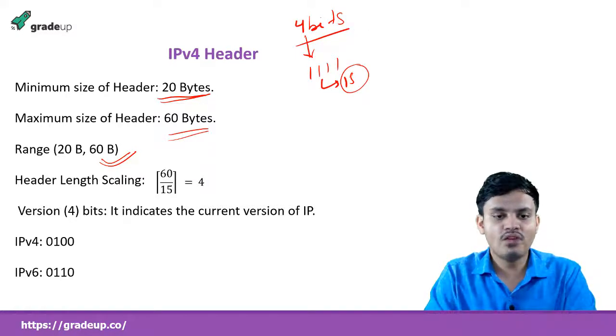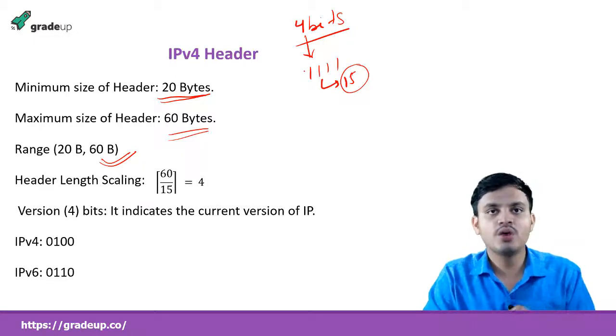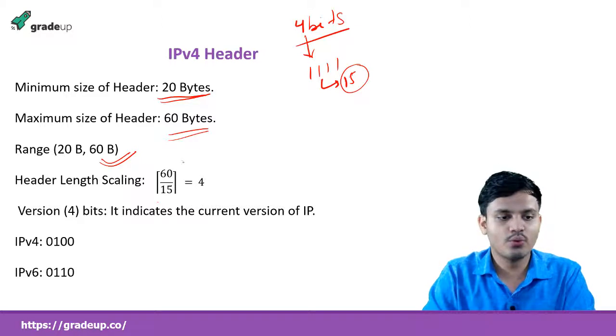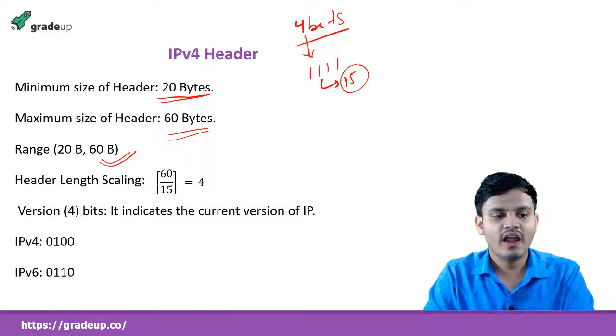So how are we going to represent it with 4 bits? We are going to do some scaling. What are we going to do? We take the maximum 60, divide it by 15, and take the ceiling, that is 4. So we have done the scaling. This is the scaling factor.